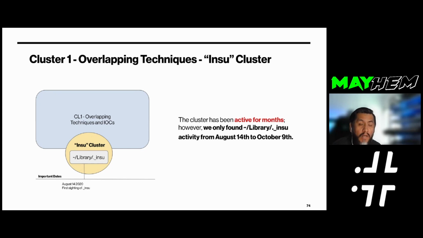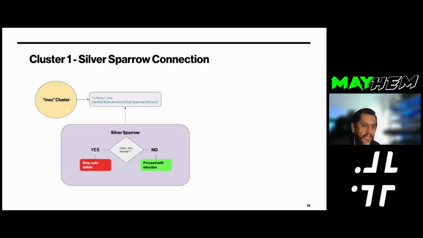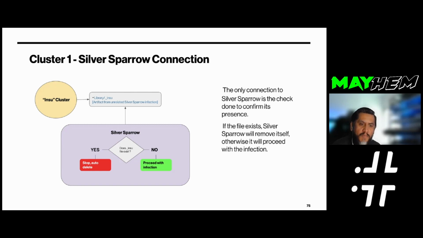I want to remind everyone, we're not like an antivirus or a security firm. We're just a security team defending our network, so there might be a lot of data sets we don't have access to. These dates are from our point of view. Now, the connection to Silver Sparrow comes from the fact that this file was used by Silver Sparrow. There was a check: Silver Sparrow will come in and say, hey, if this file exists, I'm going to remove myself from this machine that I just infected. So I'm going to uninstall my way out of this machine.